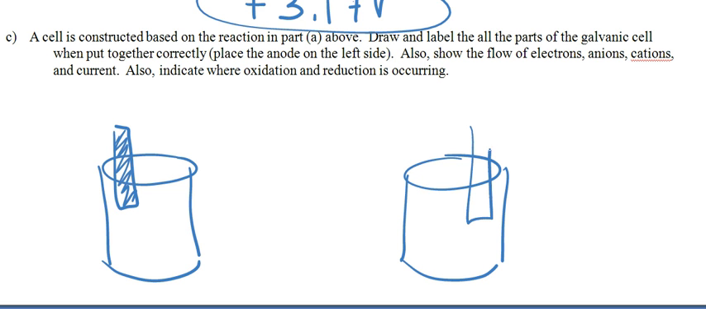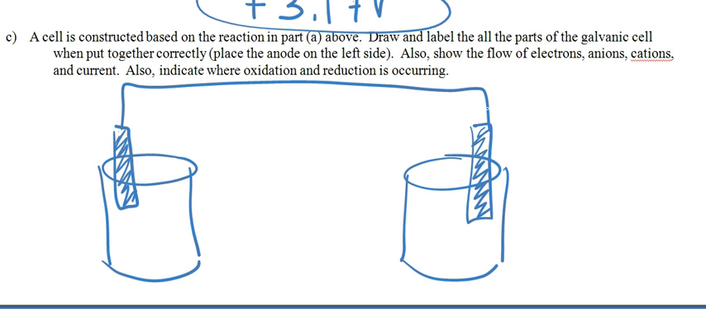Again, you don't have to be artistic about this. I'm not grading you on how nice of a drawer you are. Okay, so we have our anode on the left. So the anode's over here. Cathode's over here.